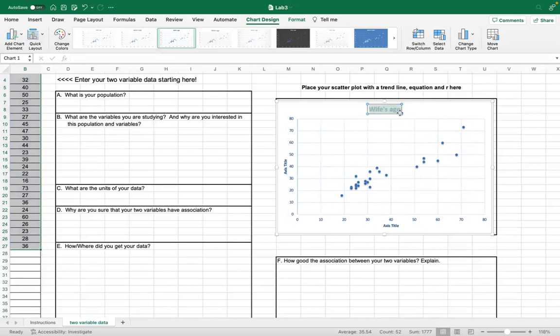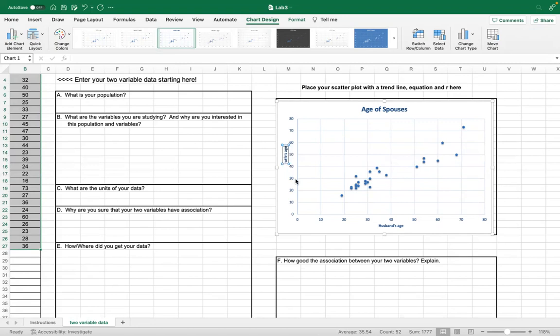You have to have a label on your graph. My X value is husband's age, because this is the first one, the one on the left, and my vertical one is wife's age. It's always hard to type in the vertical one. I can't spell wife apparently. Oh, it's because I put a Q in there.